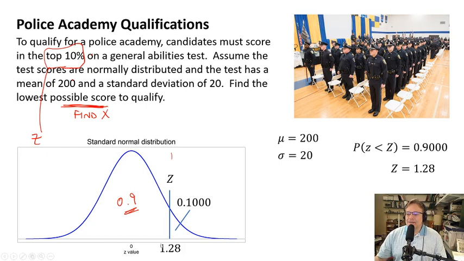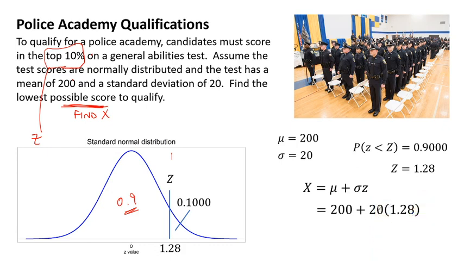Let's think about this for a moment. This 1.28 means that whatever this lowest possible score is, it is 1.28 standard deviations above the mean. So it's going to be bigger than 200 by this many 20s. And that's really all that this formula we derived in the previous slide says. We take the mean and we're going to add a little bit more. How many standard deviations are we going to add onto it? Well, about 1 1/4.